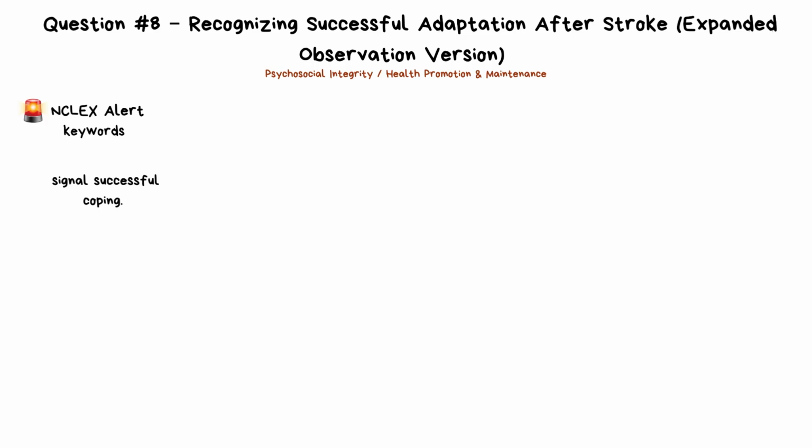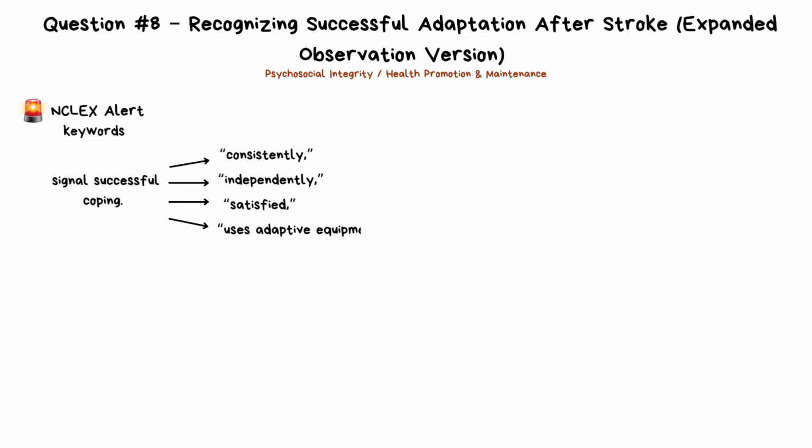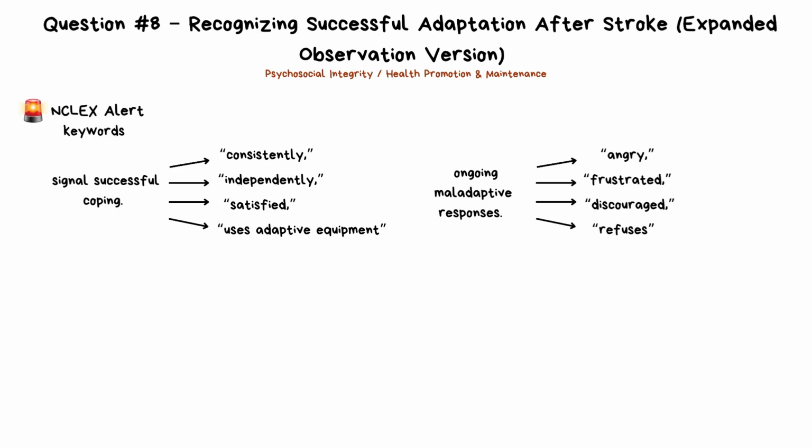Here's your NCLEX alert. When you see words like consistently, independently, satisfied, or uses adaptive equipment, that's your signal for successful coping. Words like angry, frustrated, refuses, or discouraged suggest ongoing maladaptive behavior.